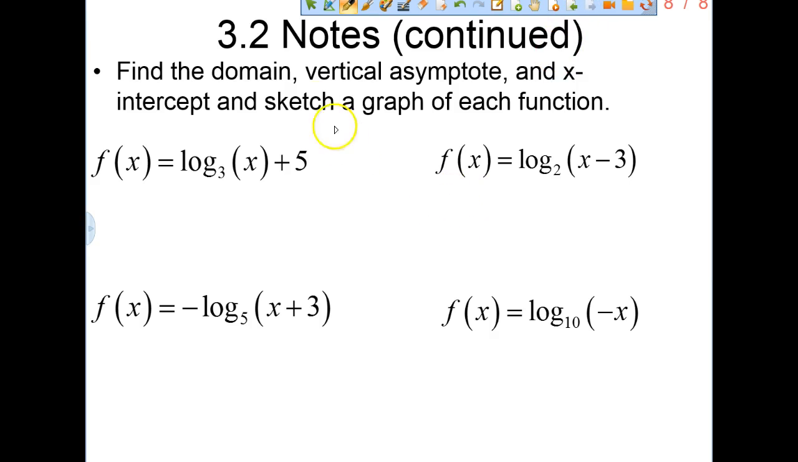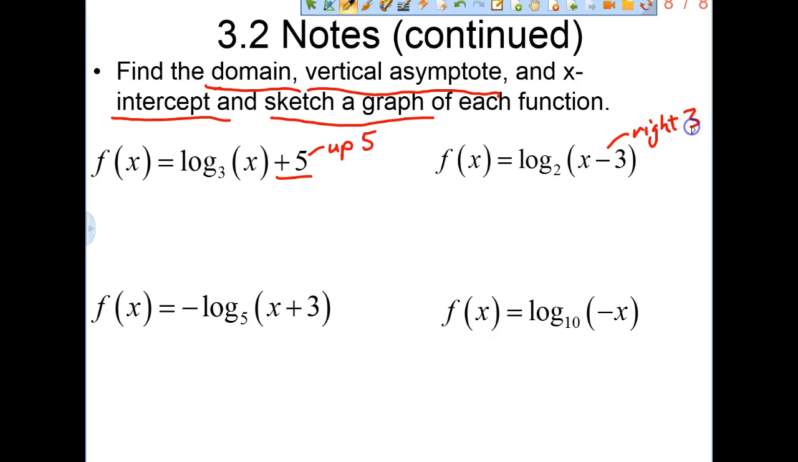All right, so now on these, let's find the domain, vertical asymptote, x-intercept, and then sketch a graph. The first one, log base 3 of x plus 5. That plus 5 is added on the outside of the function, so that is going to represent a vertical shift up 5 units. Not to be confused with over here, this is going to represent a horizontal shift to the right 3. Down here, this is going to represent a horizontal shift to the left 3. And this doesn't have any shifting.